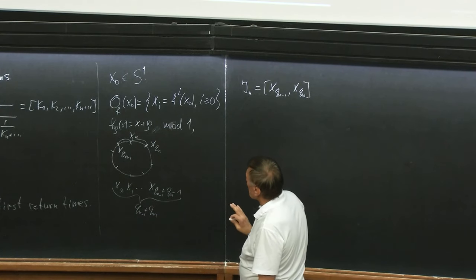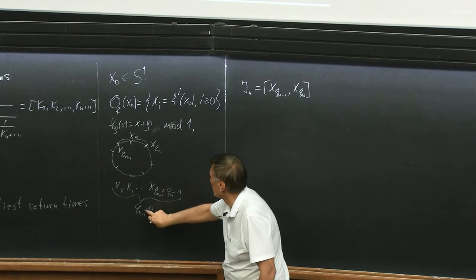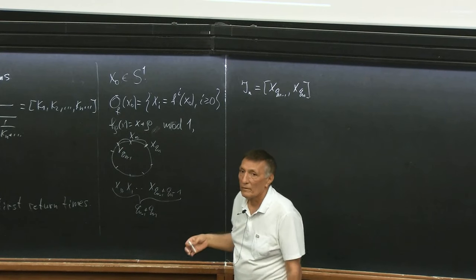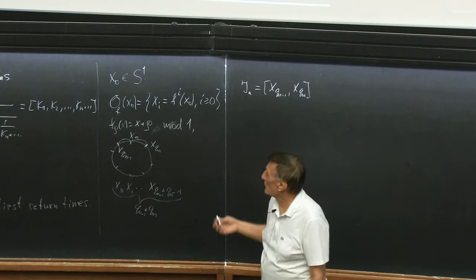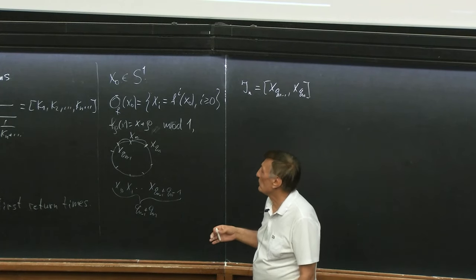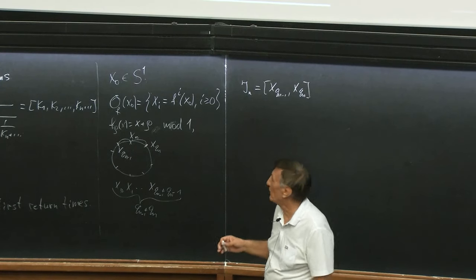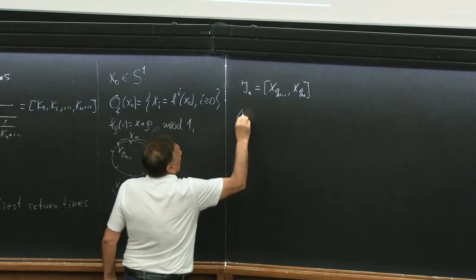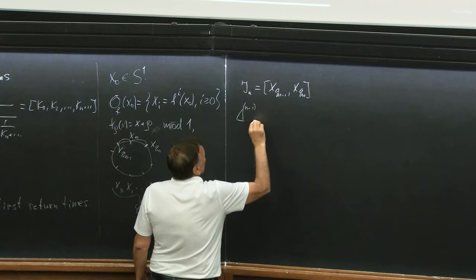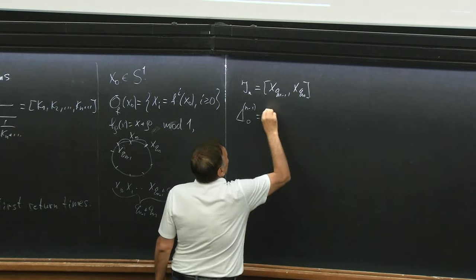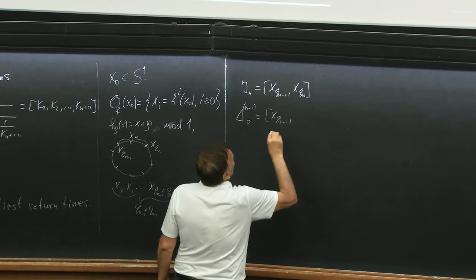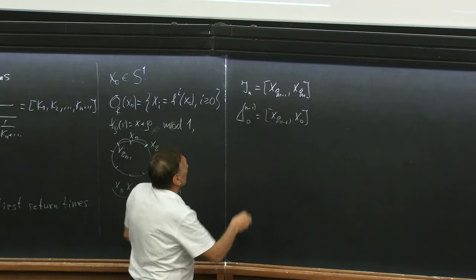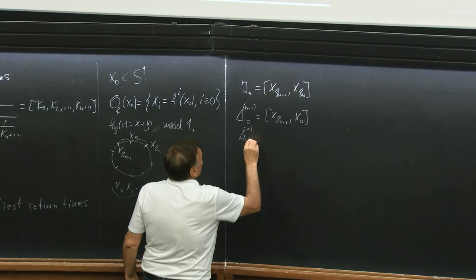Now, these points, q_{n-1} plus q_n of them, define a partition, which is the nth dynamical partition. This partition can be described in the following way. We denote by delta_{n-1}^{(0)} the segment with endpoints x_{q_{n-1}} and x_0. Also, we denote by delta_n^{(0)} the segment with endpoints x_0 and x_{q_n}.